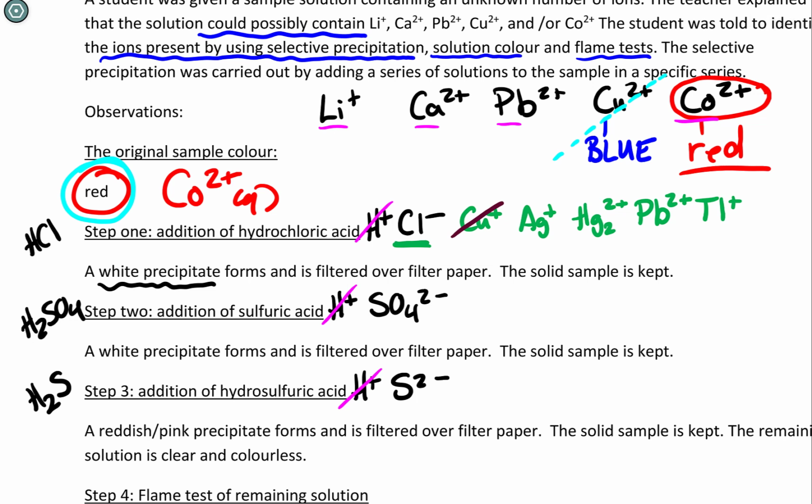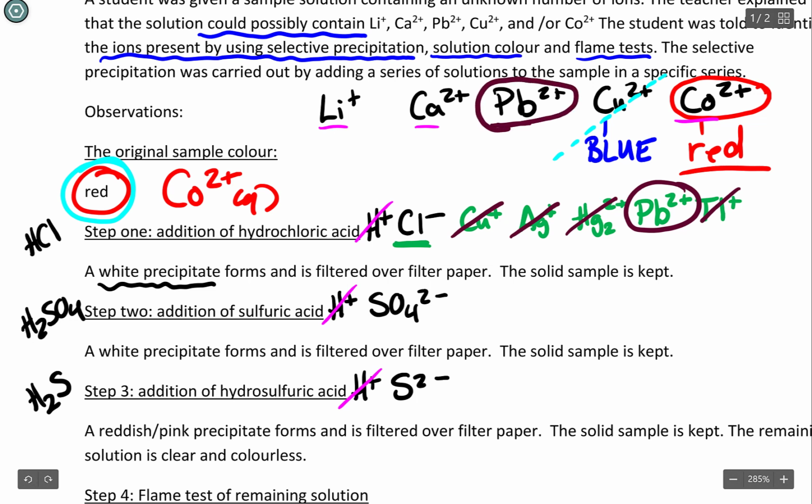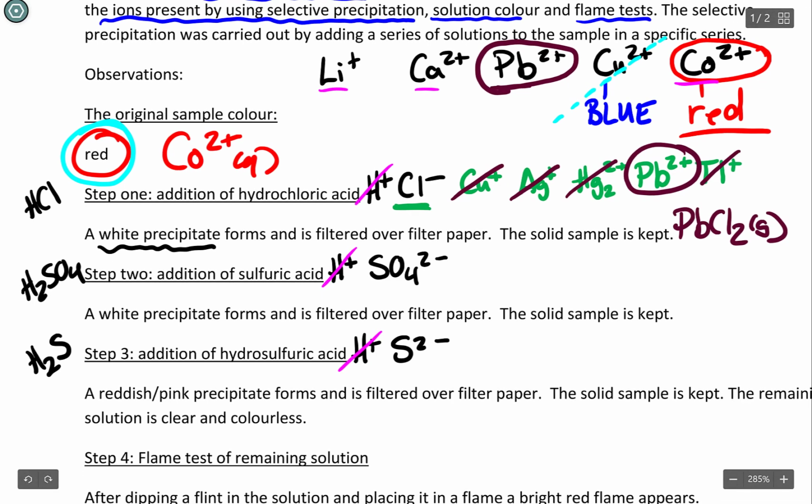Now, looking at these, I don't have copper 1, so this isn't going to be the precipitate. I don't have silver in my list, so that can't be it. I don't have mercury in my list. That can't be it. I definitely have lead 2. There's lead 2. And I don't have Tl+. So it must have formed a precipitate with lead 2. So this must be PbCl2 solid. Okay. All right. This has now been removed from the solution. So I'm going to just say removed. We have to ignore that now because we don't have it anymore.